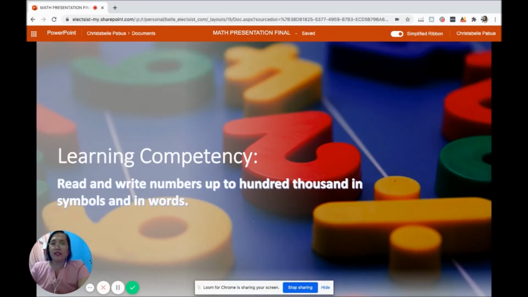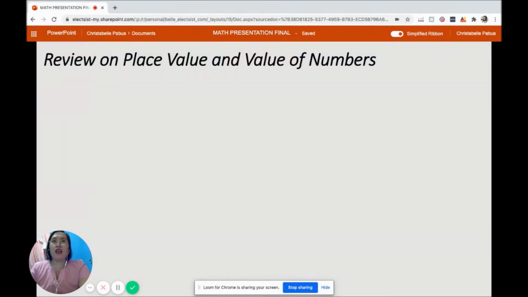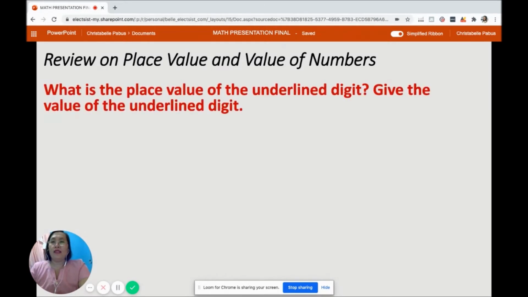Learning competency: read and write numbers up to 100,000s in symbols and in words. Let us have a quick review on place value and value of the numbers. What is the place value of the underlined digit? And give the value of the underlined digit.